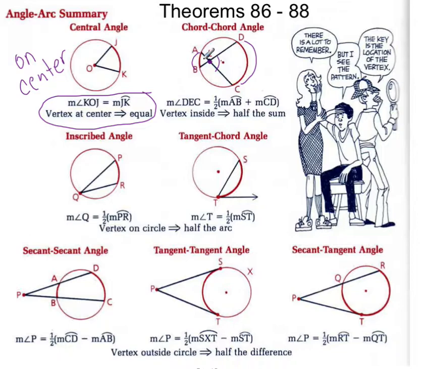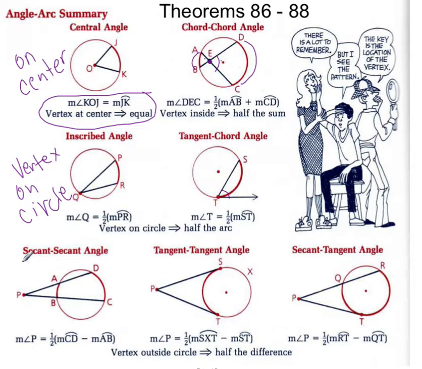Notice these two angles here are vertical angles and they are congruent. The inscribed angle has the vertex on the circle itself, and so does this tangent chord angle. The vertex is on the circle, and the formulas are the same for both of them. The measure of my angle is equal to half the intercepted arc. In these cases, the vertex is on the circle.